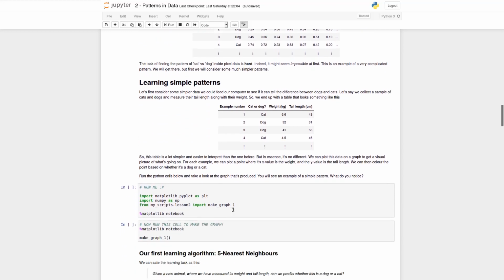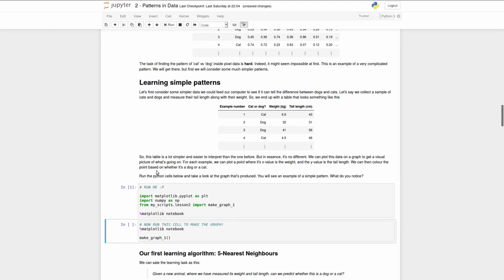So first of all, let's take a look at how we might want to plot this information. One thing that we could plot here is a sort of XY graph, and we could have the weight running along the bottom and the tail length running along the y-axis. And then we're going to plot a point for each one of our examples, where the weight is the x value, or the distance along the bottom, and the tail length is the height of that point. And then we can colour it in a different colour based on whether it's a dog or a cat. So hopefully this will make sense when we run this.